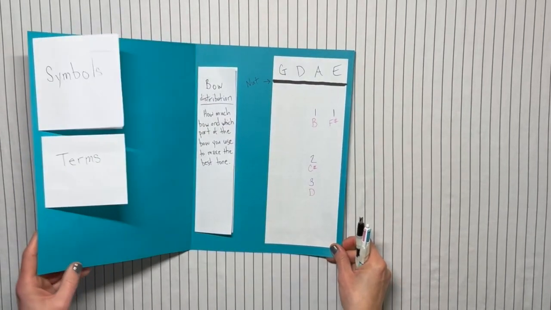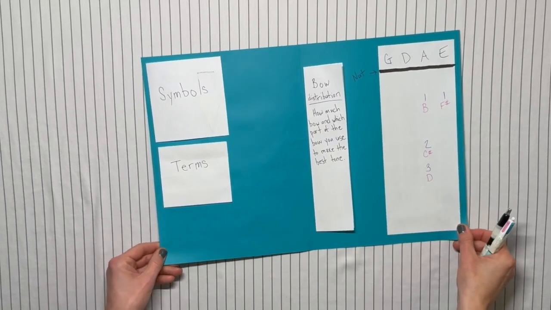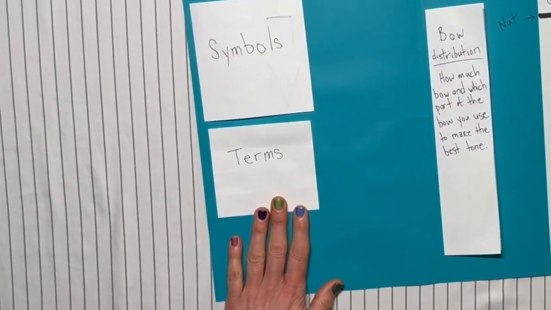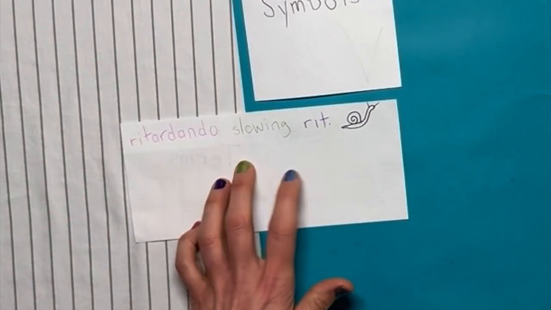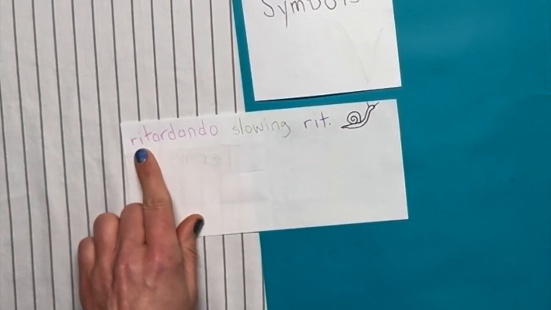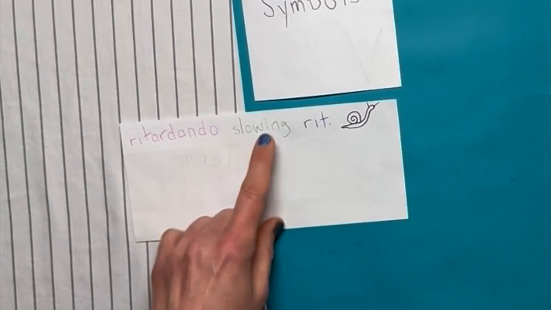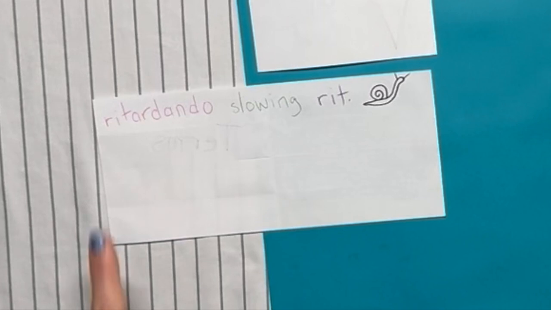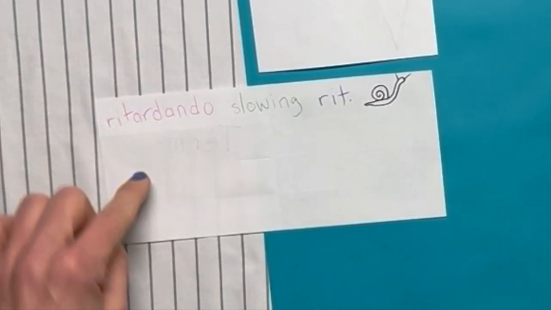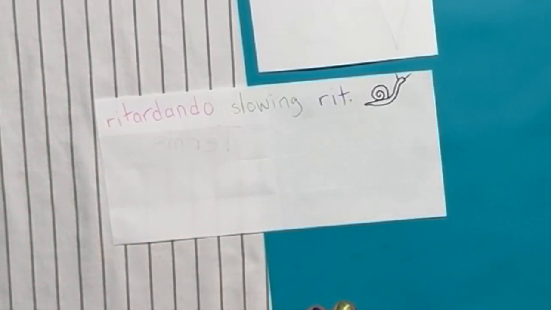Let's open your theory book. And the first thing that we're going to do is revisit our term from last time. Last time we learned the word ritardando, which means slowing, and we abbreviate that RIT. We're going to add a new word to your terms. So right underneath ritardando, we're going to write a new word.